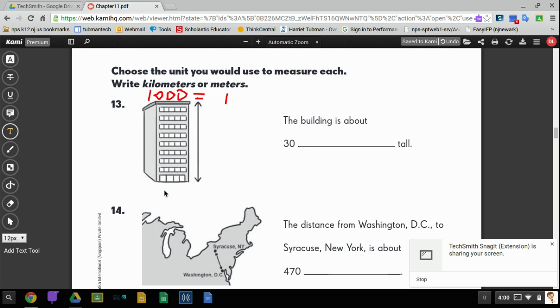This is a building. A building is kind of like the size of a tree, so the building is about 30 meters long or tall.